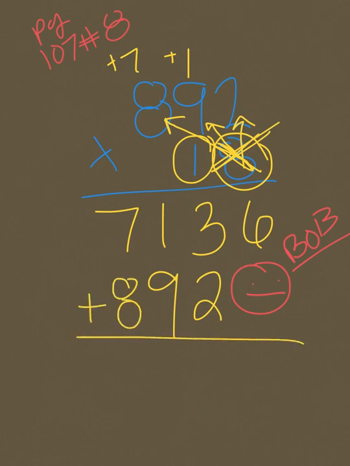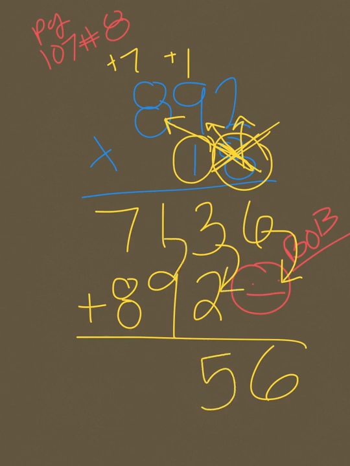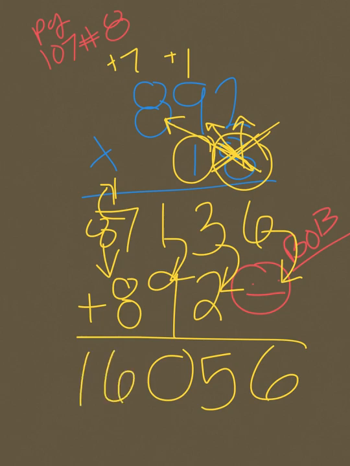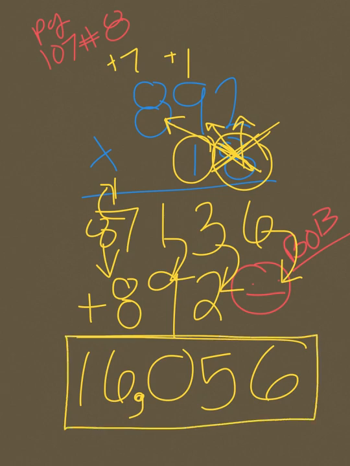Last step, we add them all together. 6 plus 0 is 6, 3 plus 2 is 5, 1 plus 9 is 10. Regroup the 1. 7 plus 1 is 8. 8 plus 8 is 16. Well, we got a big number here. Don't forget our thousands comma, which will go here. So our answer is 16,056.